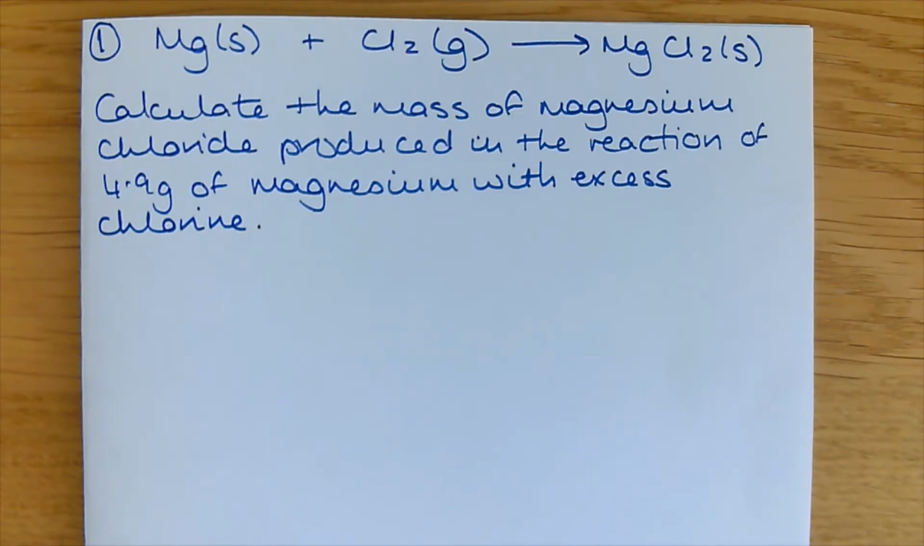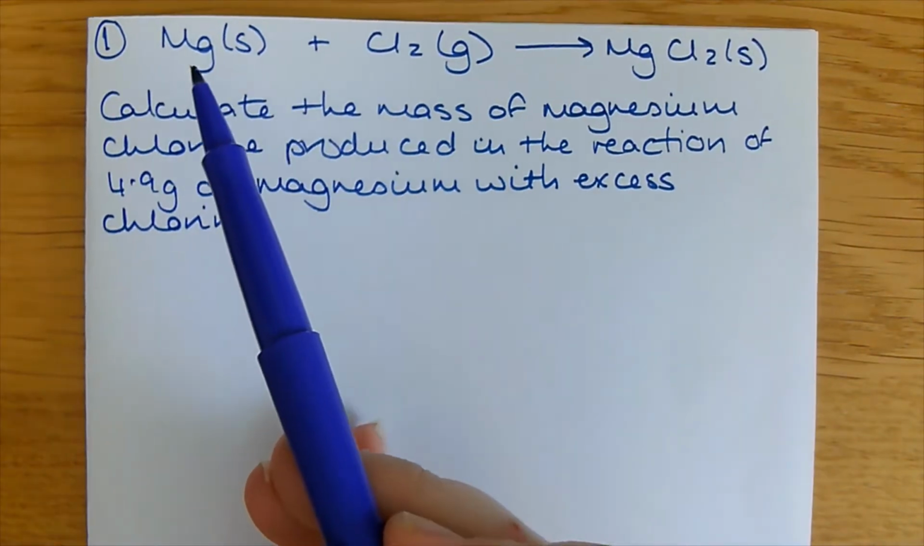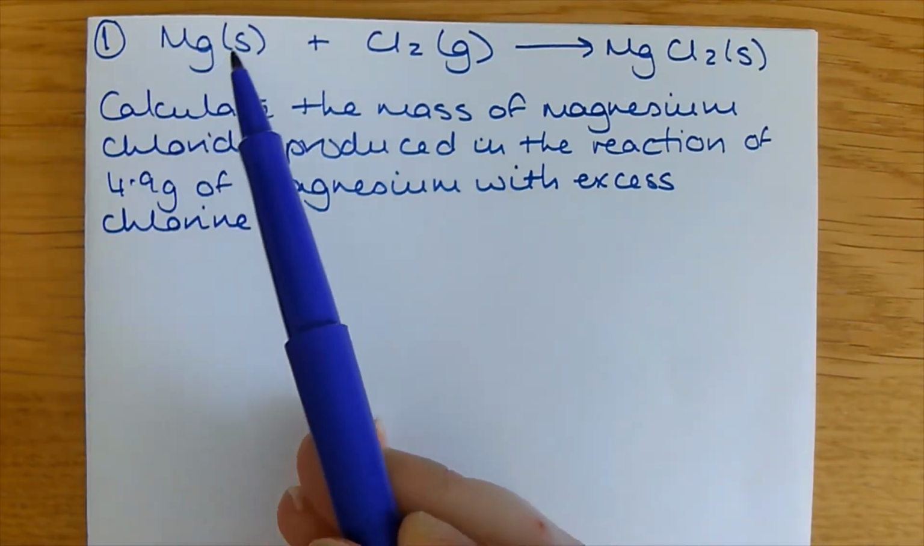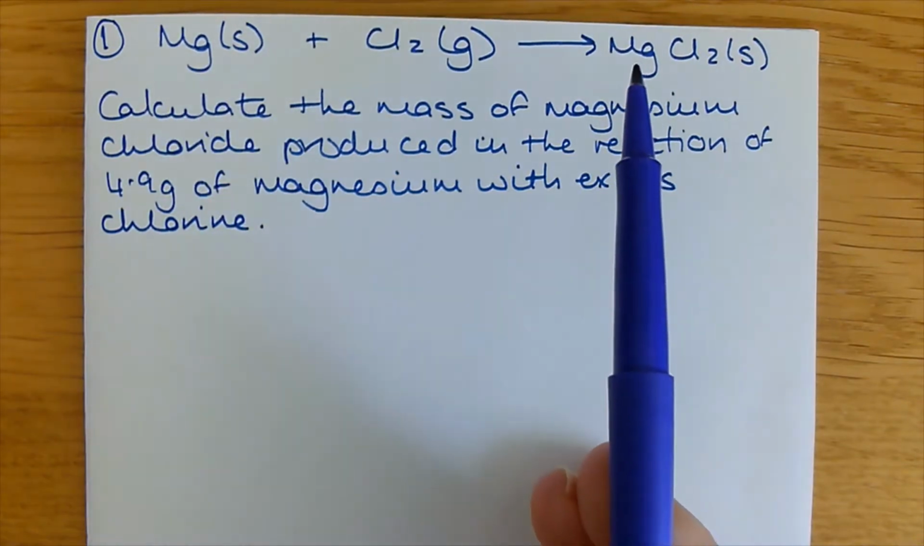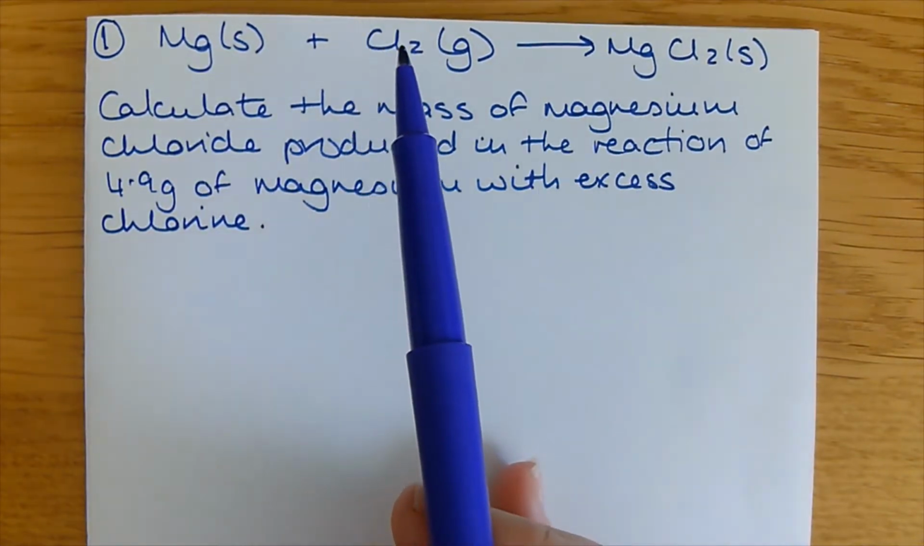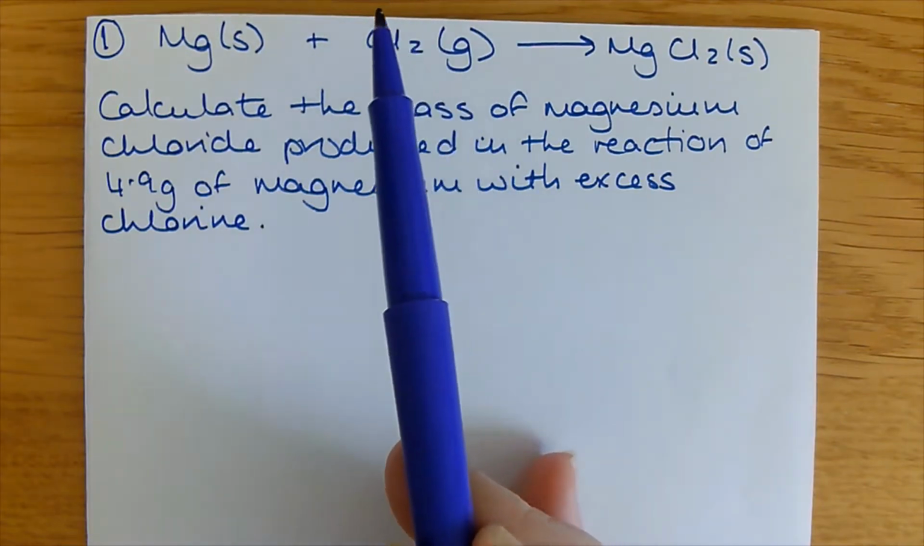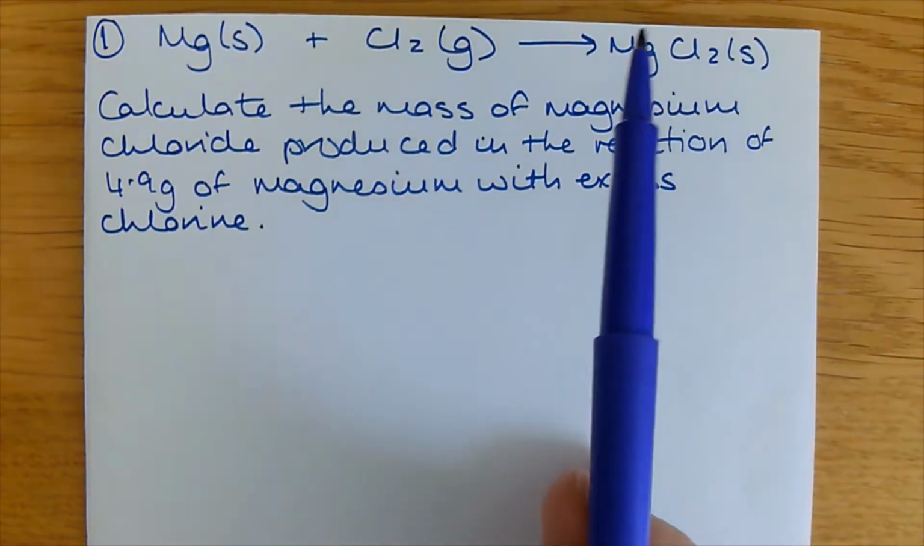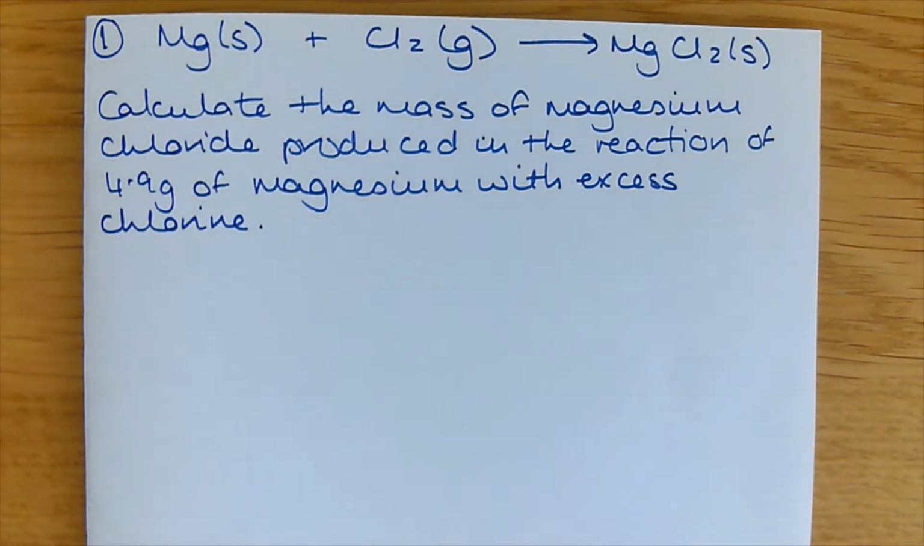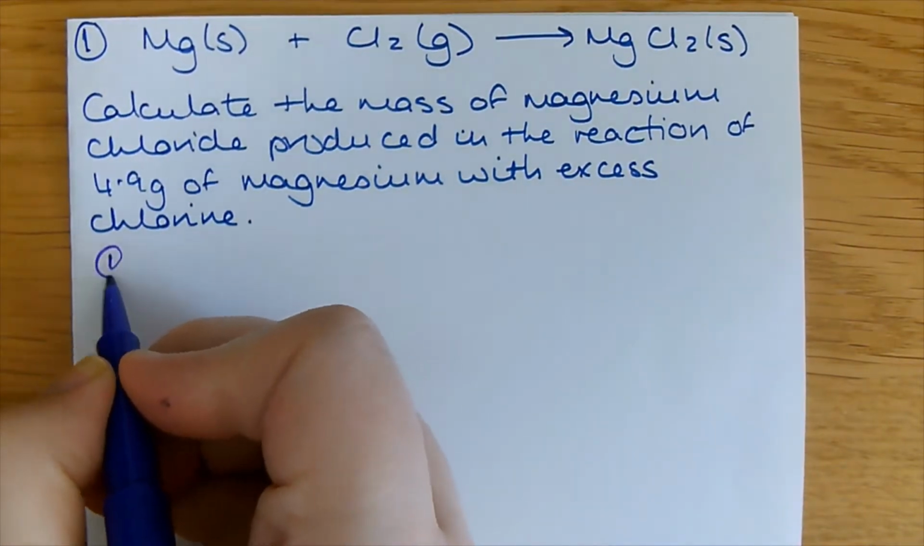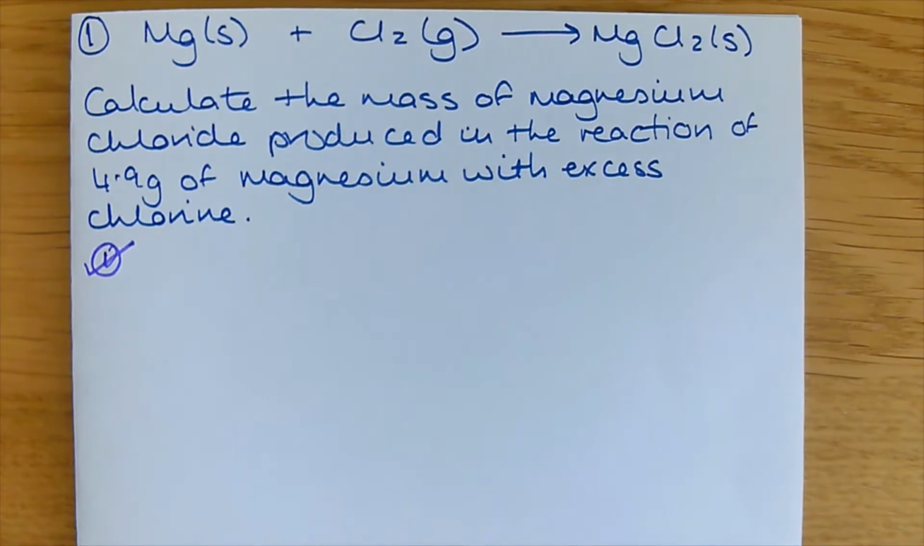So step 1 is to have a look and decide whether the equation is balanced or not. So if we have a look here, we can see we have 1 magnesium on our reactant side and we have 1 on our product side. And if we look at the chlorines, we have 2 chlorines on our reactant side and we have 2 chlorines on our product side. So this equation is balanced. So we can say step 1 is done.